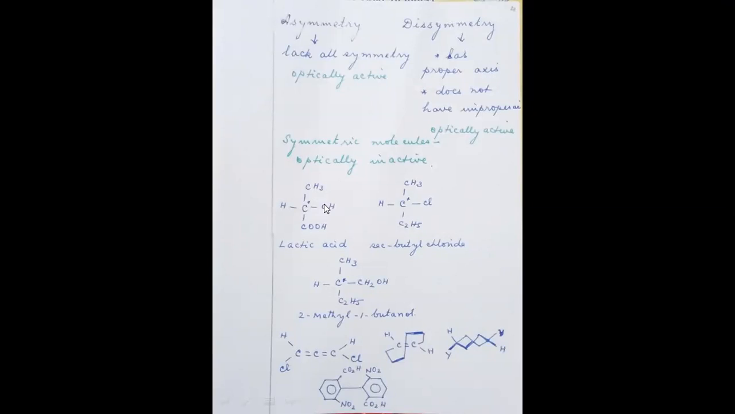Similarly, lactic acid, the four different groups attached to the carbon are OH, H, CH3, and COOH. Similarly, 2-methyl-1-butanol. This is another compound having asymmetry. So, one ethyl group, one methyl group, one CH2OH group, and one hydrogen. And for dissymmetry, you can take the following compounds as an example.